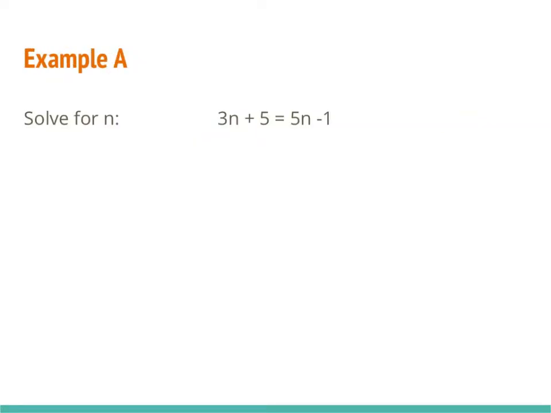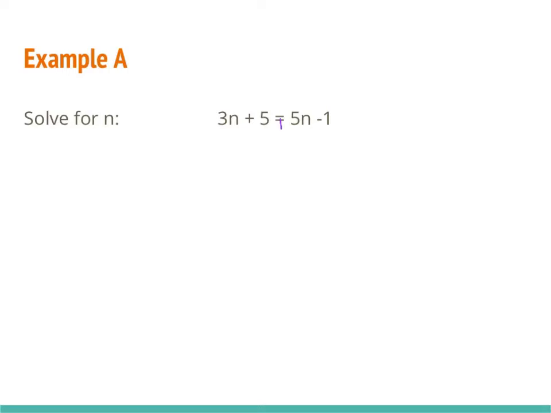So here we are at example A, and it says solve for n. We've got 3n plus 5 equals 5n minus 1. So now we've got a real problem, or something that we've never faced before. We've got 3n on one side of the equation and 5n on the other. Which one do we solve for? Well, the answer is that we've got to eliminate one of them before we can actually do any work.